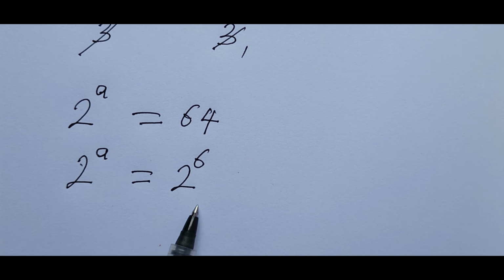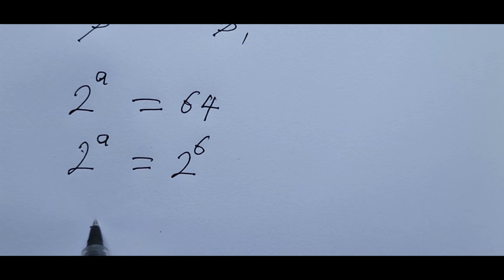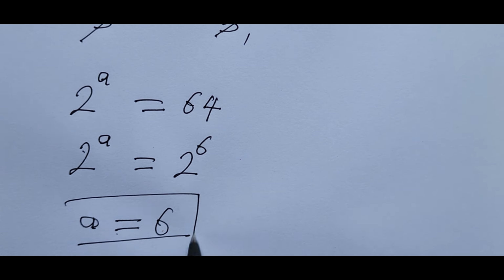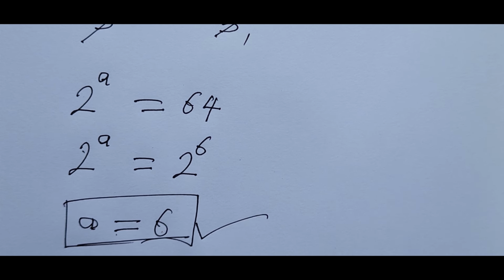So the base numbers are the same and they are greater than 1. And so what happens? We can equate the exponents. So equating the exponents means that a is equal to 6. This is your answer. Simple and short.